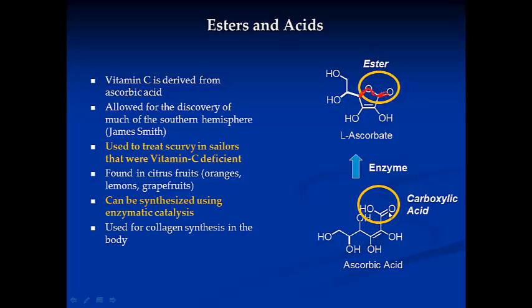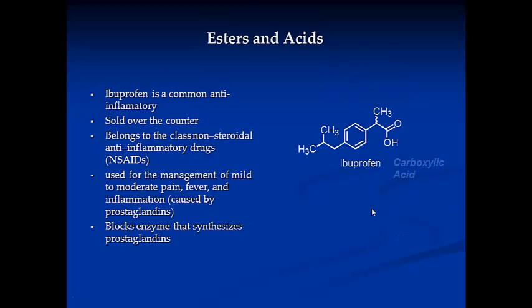Right? Down here in ascorbic acid, this is a carboxylic acid. Remember, C double bond O, OH, right? That's an acid. So up here you have C double bond O, OC. This is C double bond O, OH. Right? Ibuprofen is another compound that contains a carboxylic acid. You can see it again, C double bond O, OH. This is the same ibuprofen that you take for a headache or muscle aches or back aches.